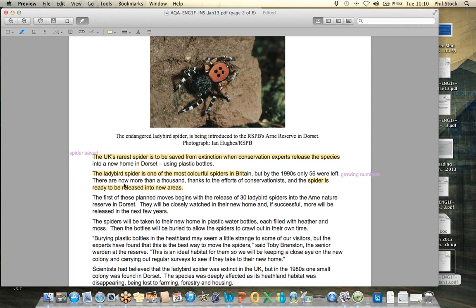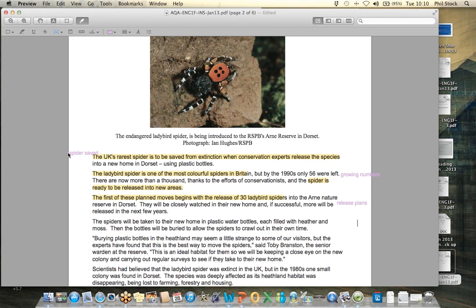The first of these planned moves begins with the release of 30 ladybird spiders in the Arne Nature Reserve in Dorset. They'll be closely watching their new home, and if successful, more will be released in the next few years. So this is definitely more about the detail behind the plans to move those spiders. So if I just annotate that, and again in the margin, if I just put a little note for myself, release plans. Now obviously I'll be doing this much more quickly in the exam, and you'll probably use different terms than I will that make sense to you. But already I hope it's nice and clear that I've got spider to be saved, growing numbers, and release plans.